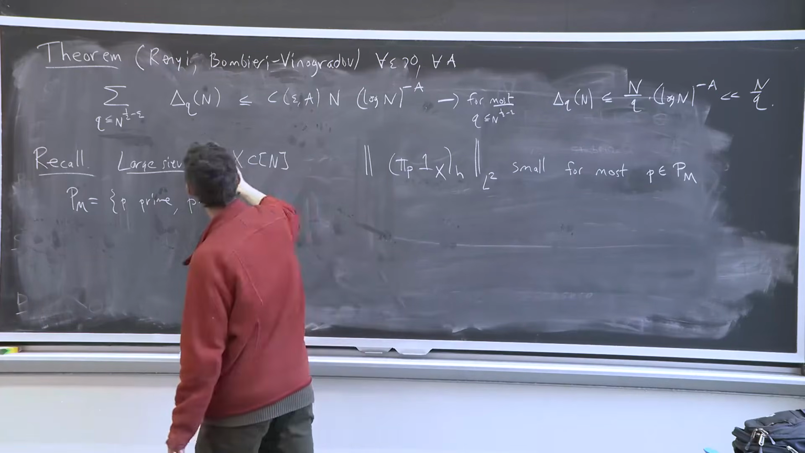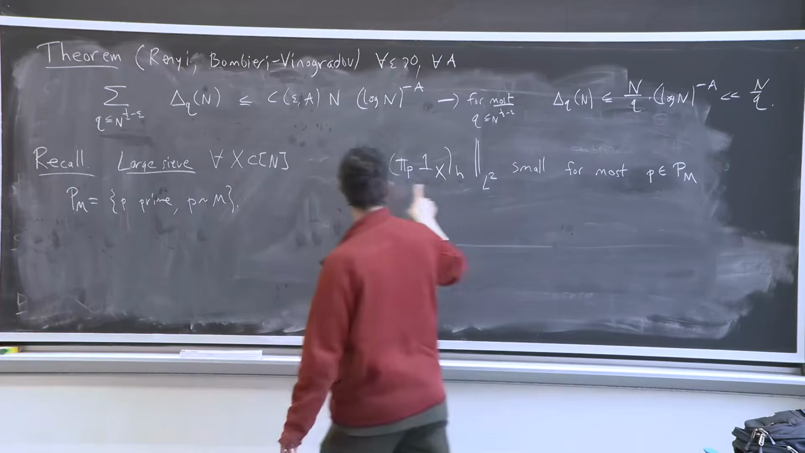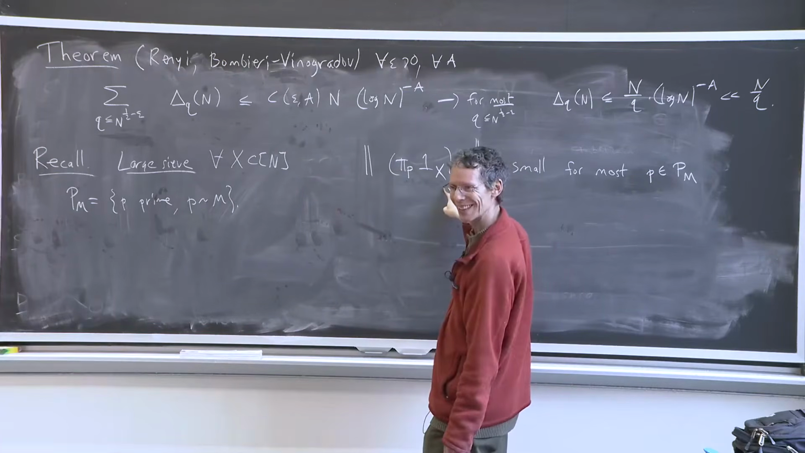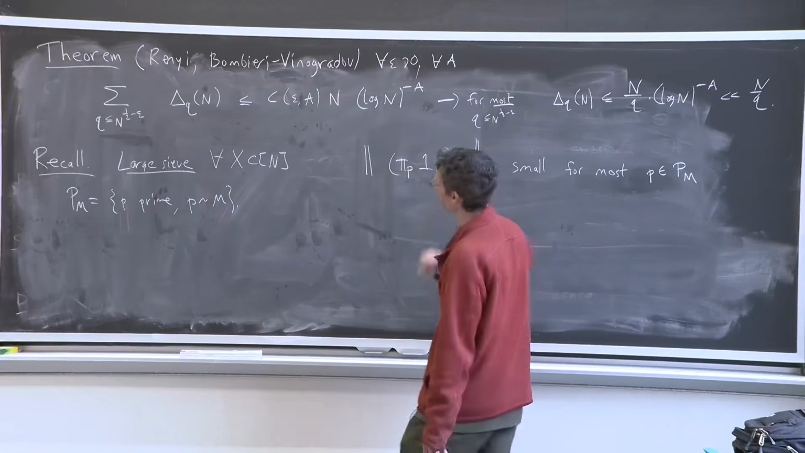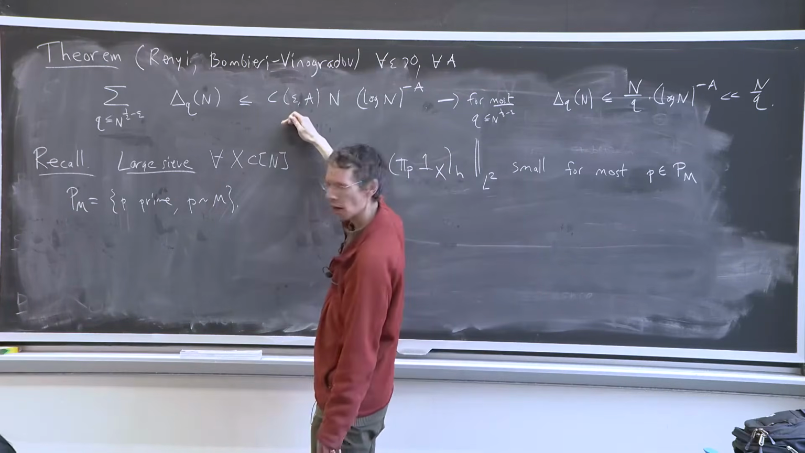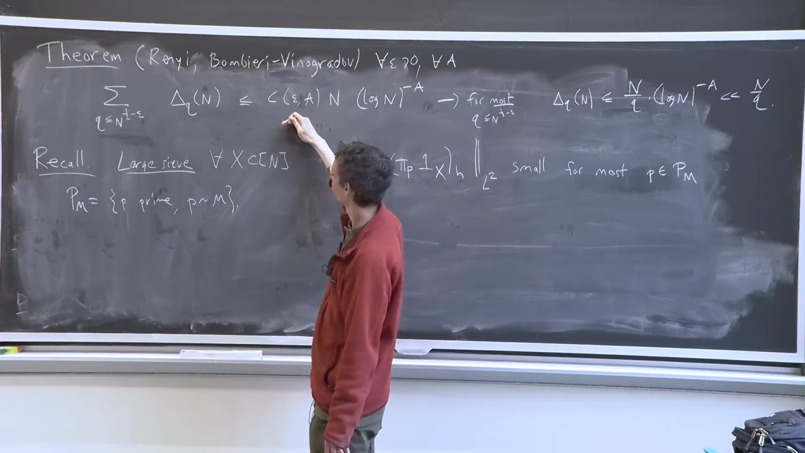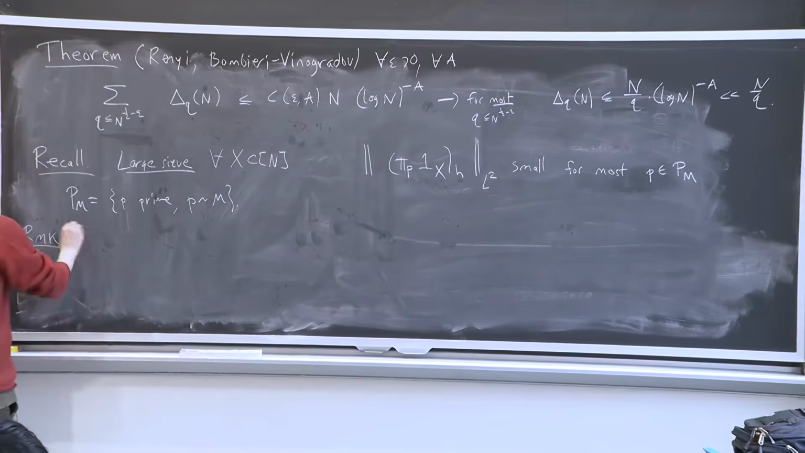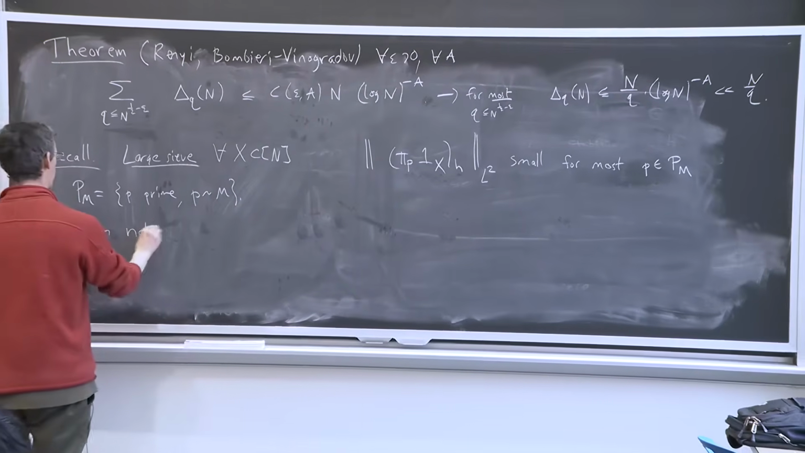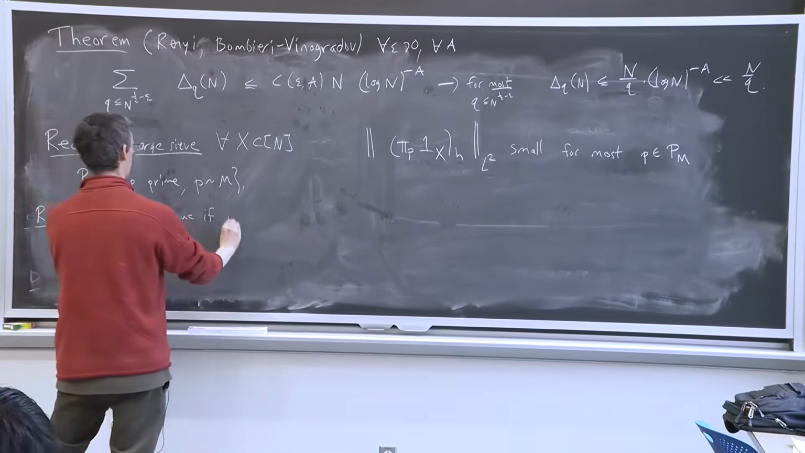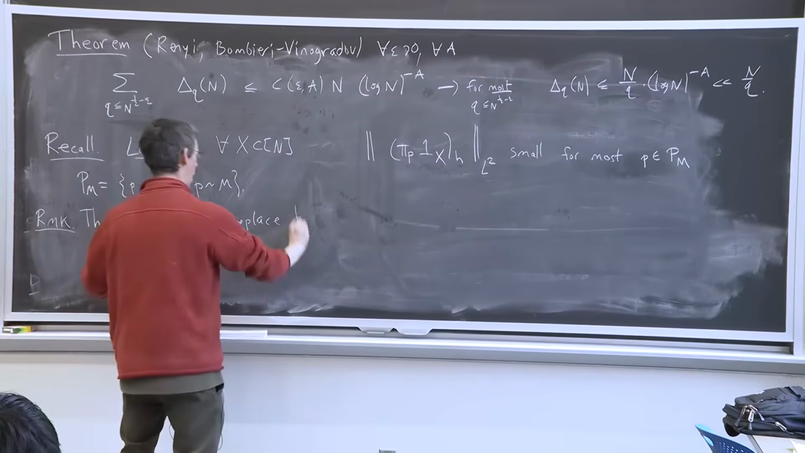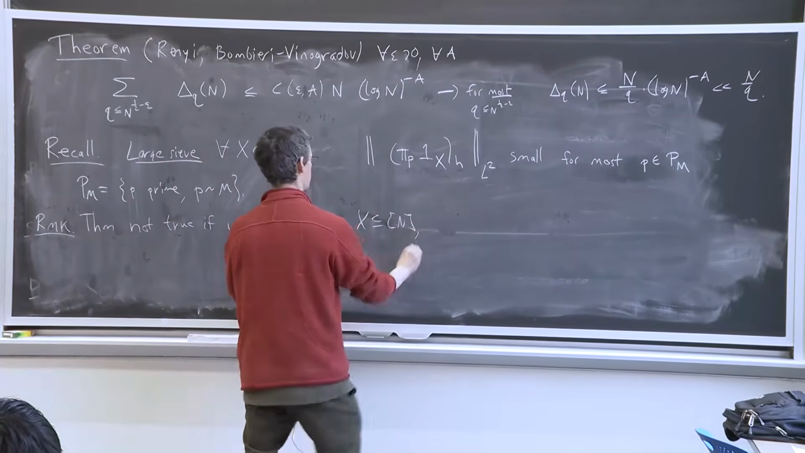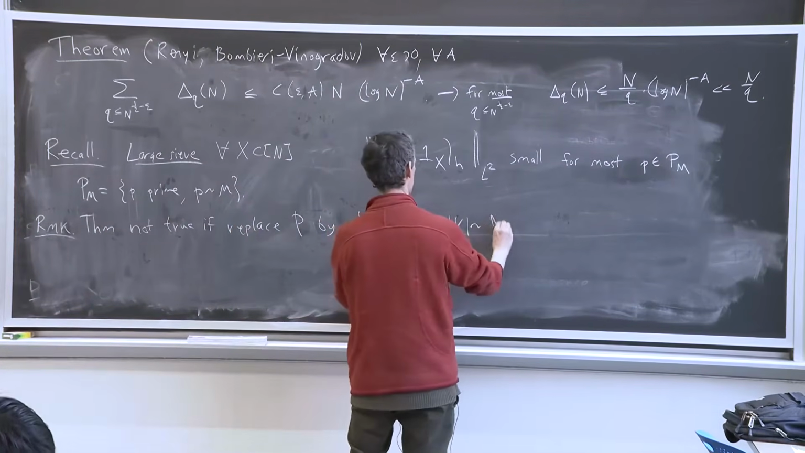Now, this is a statement about every set X. In particular, you could put the primes here. So you get a theorem about primes. But it's true for every set. This theorem is definitely not true for every set. So make a remark that the theorem is not true if you replace the primes by just some set X of numbers up to n with maybe roughly the same size as the primes.